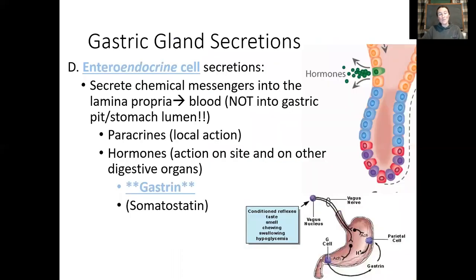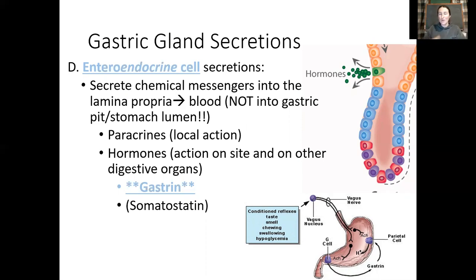Okay, the final type of cell that I want to talk about in these gastric glands are called the enteroendocrine cells. So endocrine, meaning that they release hormones into the blood to control other things. Entero for gut. So this is the bottom of one of these gastric glands. These little green cells here are representing the enteroendocrine cells, also called the G cells. And they're called the G cells because they release gastrin. Gastrin is a hormone that is incredibly important in the regulation of the digestive system. So G cells, gastrin.